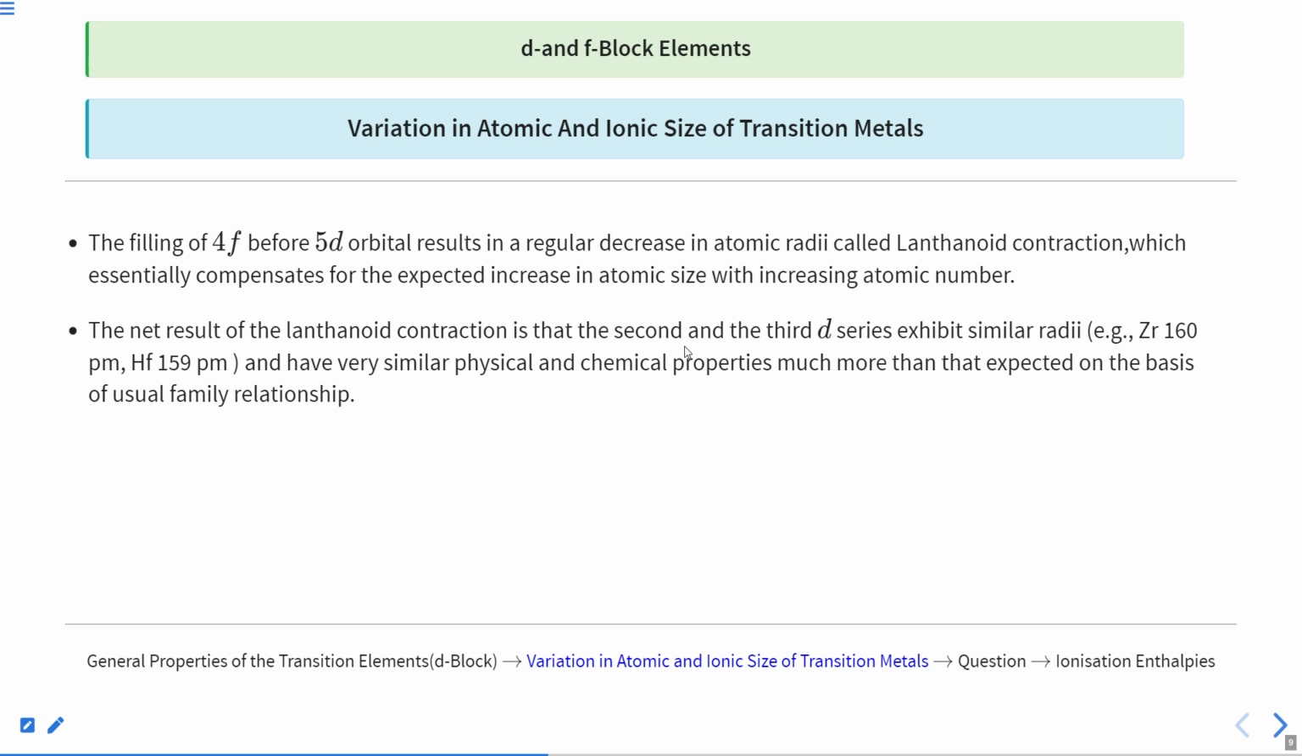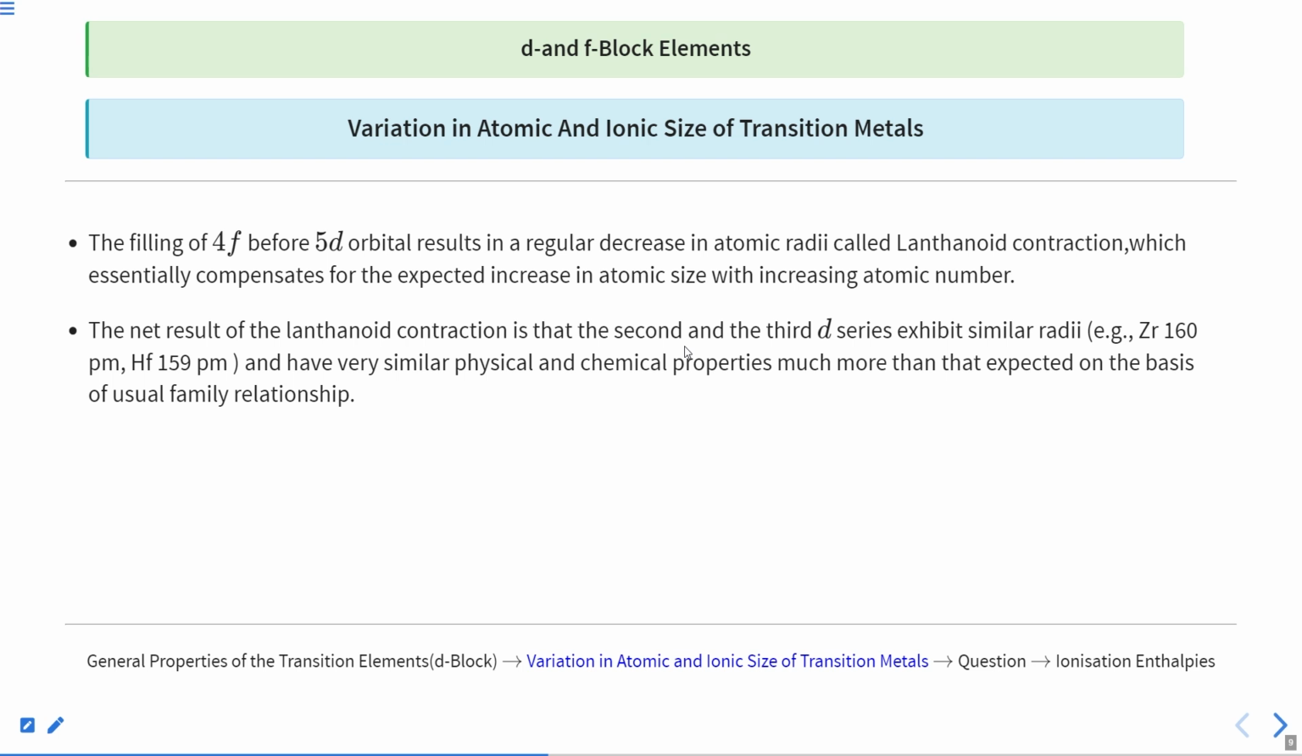The second and the third series exhibit similar radii. The same thing is written: if you look at the graph, you will see that virtually the 4d series and the 5d series have almost the same atomic radii. Now, what is the result of this? If they have the same radii, and they have the same number of d electrons, then I would say that they will have similar chemical properties. Now, if they are ions, then they should have the same charge also. Clear?